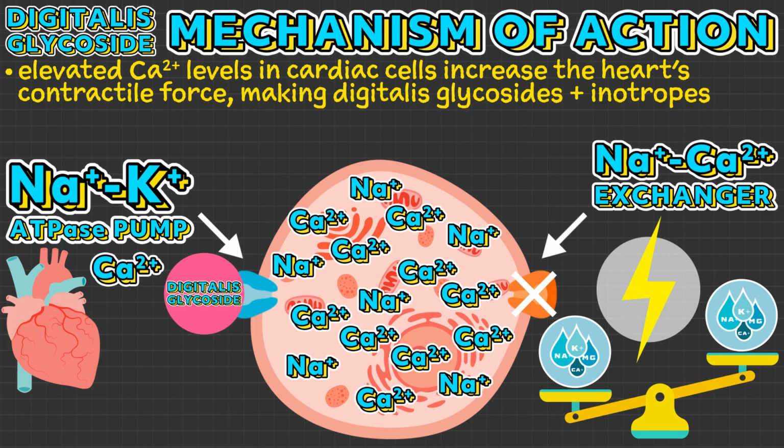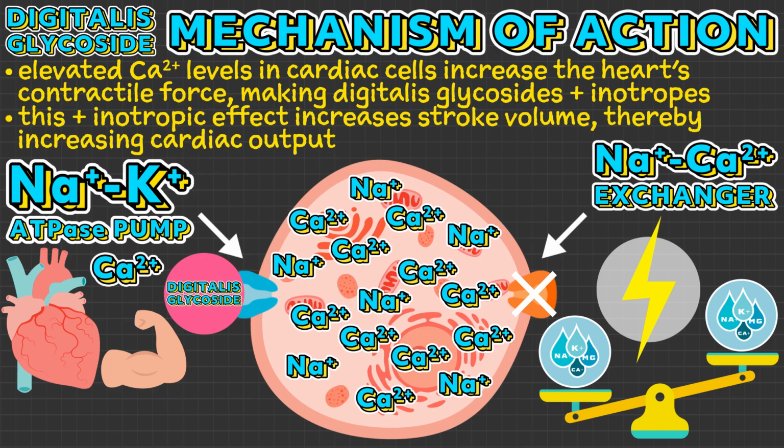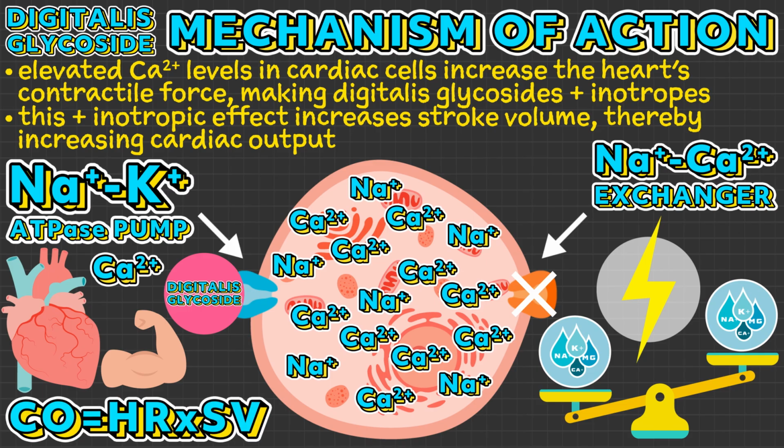Therefore, elevated calcium levels in cardiac cells increase the heart's contractile force, making digitalis glycosides positive inotropes. And this positive inotropic effect increases stroke volume, thereby increasing cardiac output, or the volume of blood the heart pumps per minute.